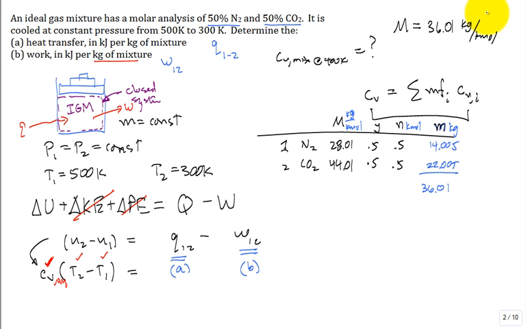So now the next thing is I need to get the mass fractions. How do I get the mass fractions? Is the mass fraction of the nitrogen 14.005 divided by 36.01? And is the mass fraction of CO2 22.005 divided by 36.01? That's the way you calculate it. And when you calculate, you find the mass fractions to be 38.9% and 61.1%. By mass, there's more carbon dioxide because it's a bigger, heavier molecule.